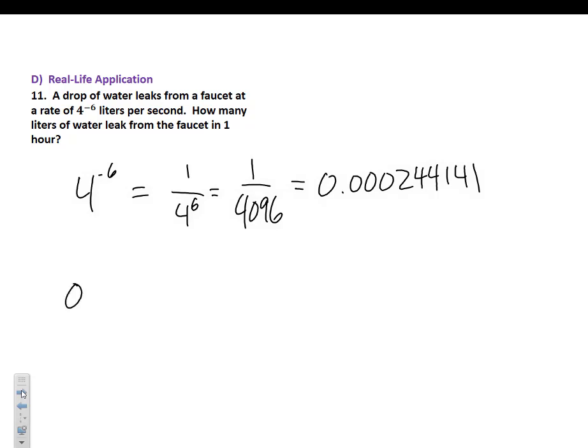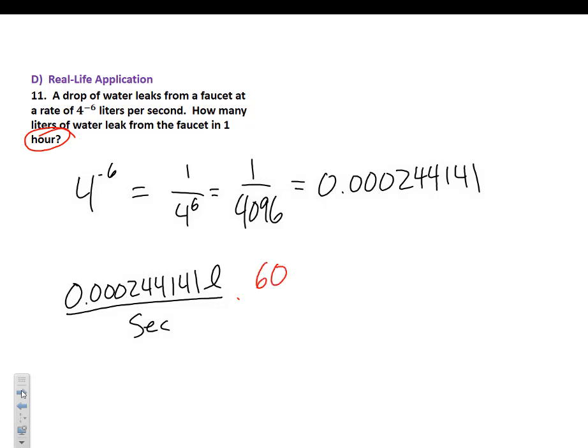So I'm going to write that. 0.000244141 liters per second. Now I have to turn this into how much is going to leak in 1 hour. Well, the first thing I have to do is multiply by 60 seconds in 1 minute. When I do that, I can cross out the seconds. Then I'm going to multiply that by 60 minutes in 1 hour. And from there, I can cross out the minutes.